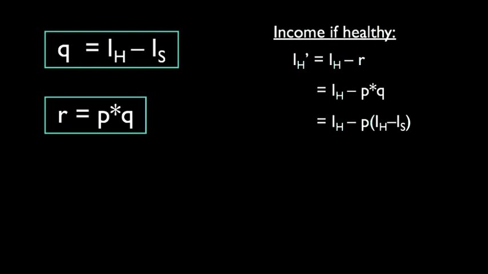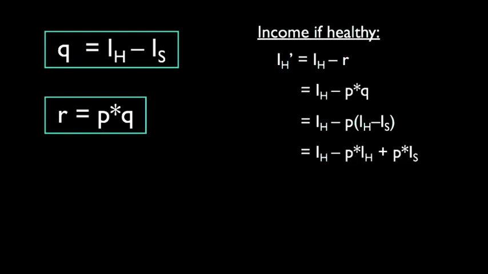We said that Q was equal to IH minus IS. So in place of Q, we can simply plug in IH minus IS. We can then distribute the P. After this, we can move the P times IS to the front, and then we can pull out the IH from the other two terms. Or in other words, this is like the reverse of distributing. We're undistributing. Okay, what do we get? We get that the person's income when they're healthy and insured will be P times IS plus 1 minus P times IH.